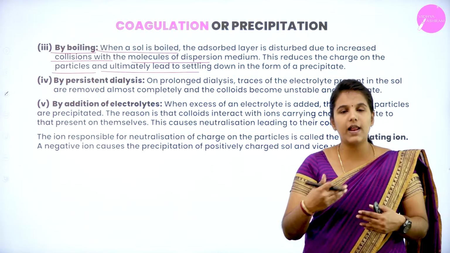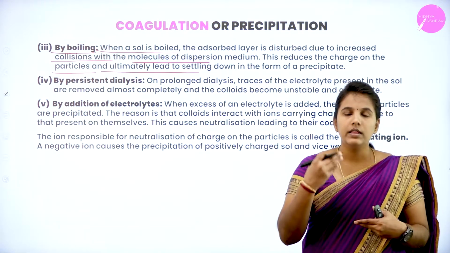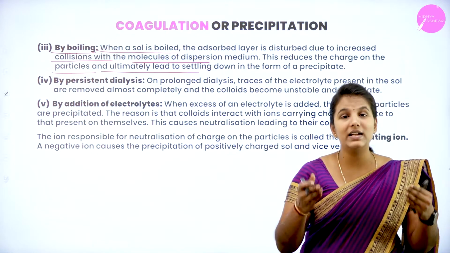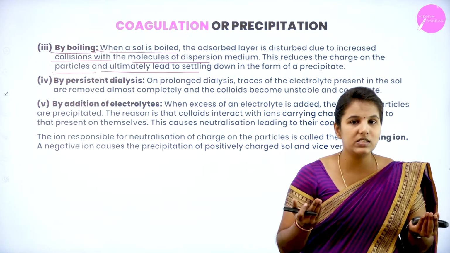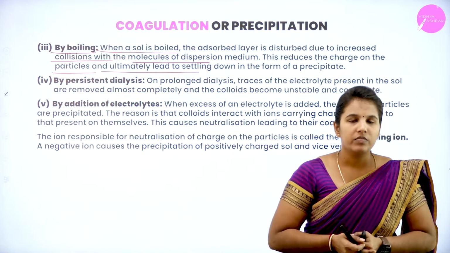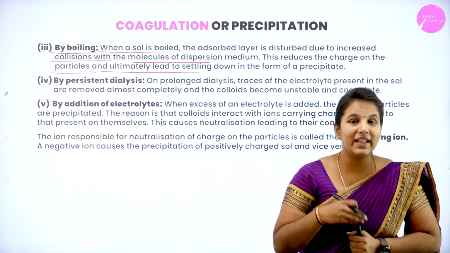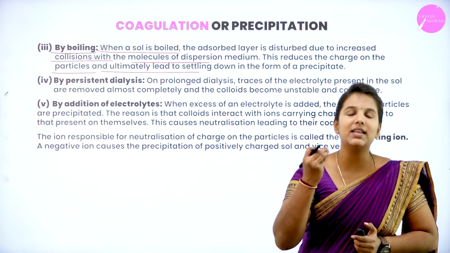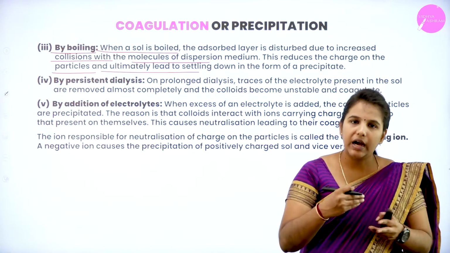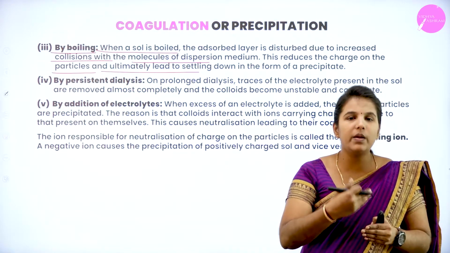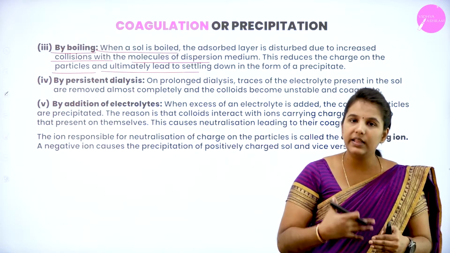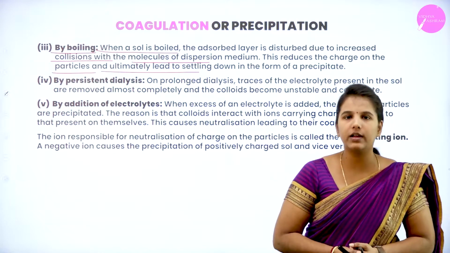When you heat the colloidal solution, the adsorbent which is present in the colloidal solution will get disturbed. Once it gets disturbed, the collision of the molecules increases as you increase the temperature by boiling. After that, there will be a settlement of the charges in the colloidal solution, leading to the formation of coagulation.